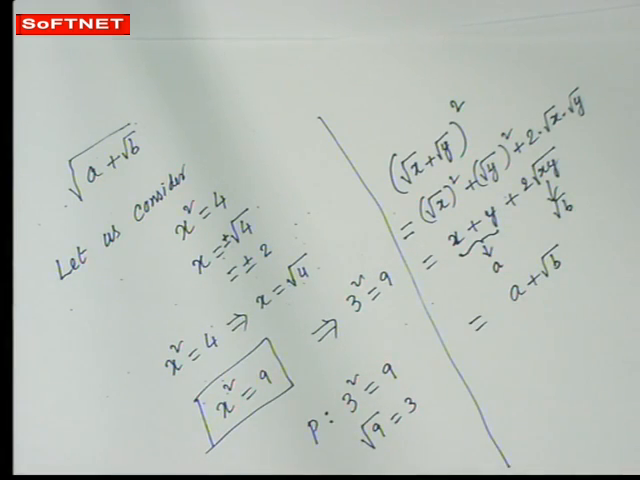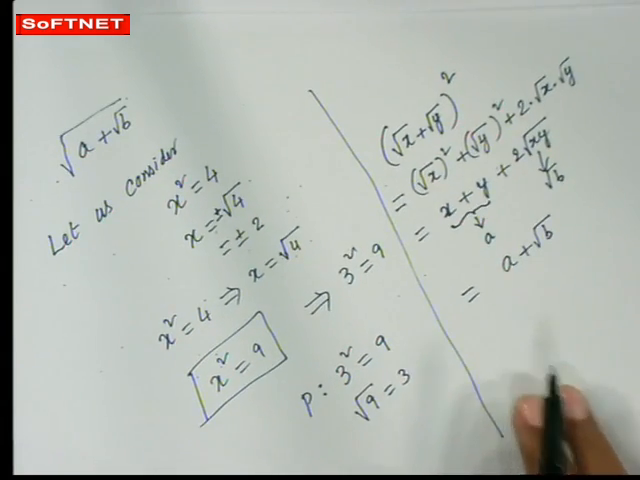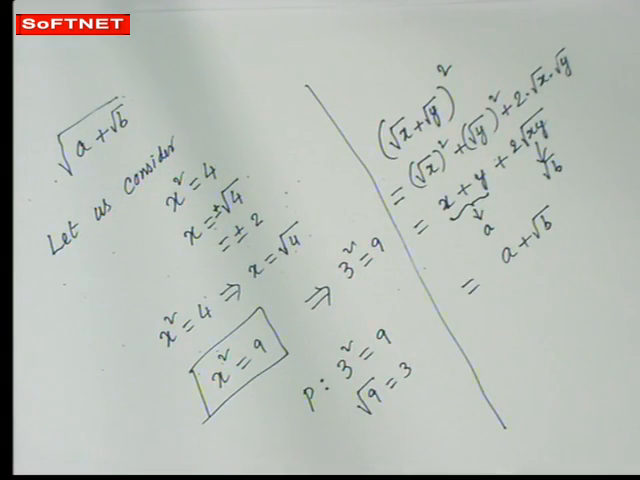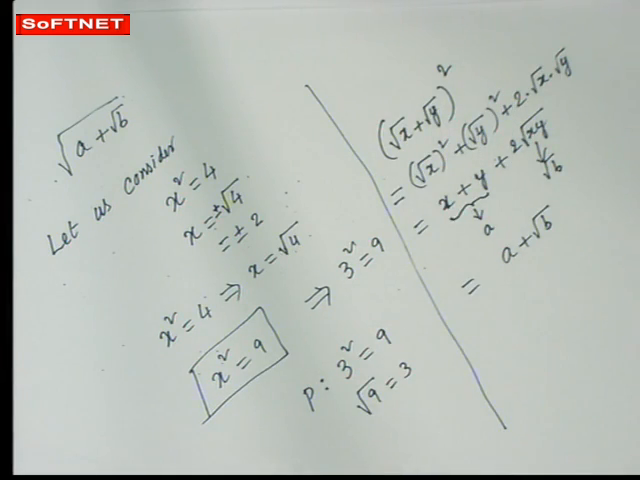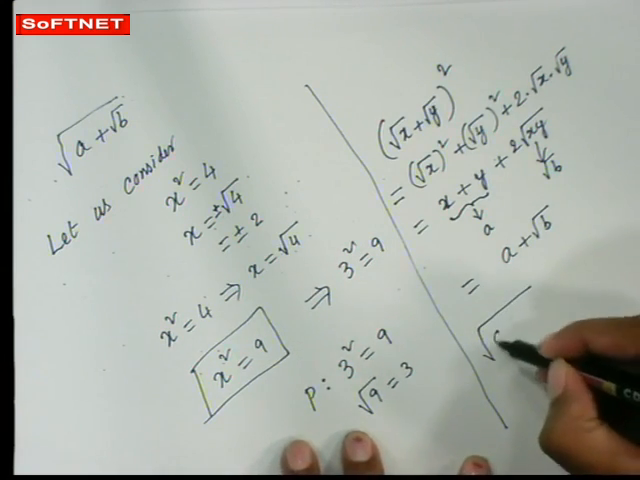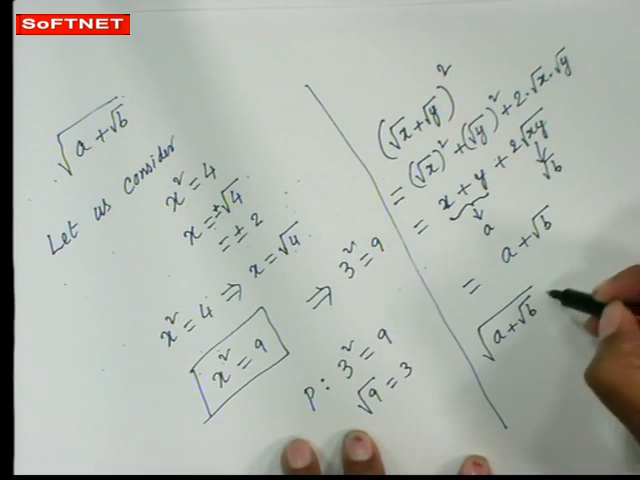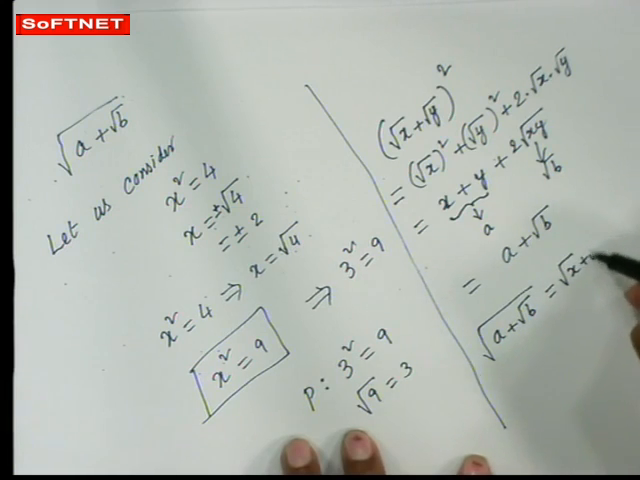Now let us have one question. 3 square is equal to 9. What is its converse? Root 9 is equal to 3. Now let us come to this part. Root x plus root y whole square is equal to, that is put in the form of a plus root b. Now, are you able to write its converse? Yes, we can write it. The converse of this one is the square root of a plus root b equal to root x plus root y.